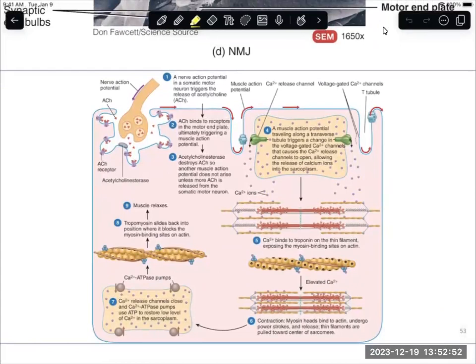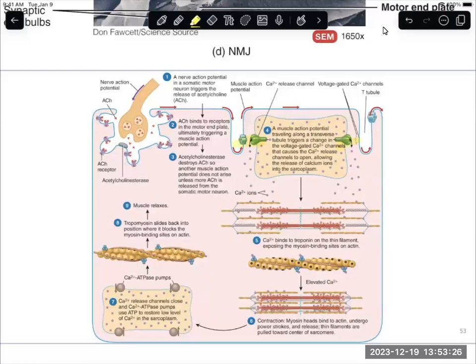Calcium comes into that nerve terminal, which causes that acetylcholine to be released. Acetylcholine binds to the acetylcholine receptors, which opens these channels, which allows sodium to come in. When sodium comes in, our cell becomes more positive. That change in charge causes these voltage-gated calcium channels to open and calcium to be released from the sarcoplasmic reticulum.